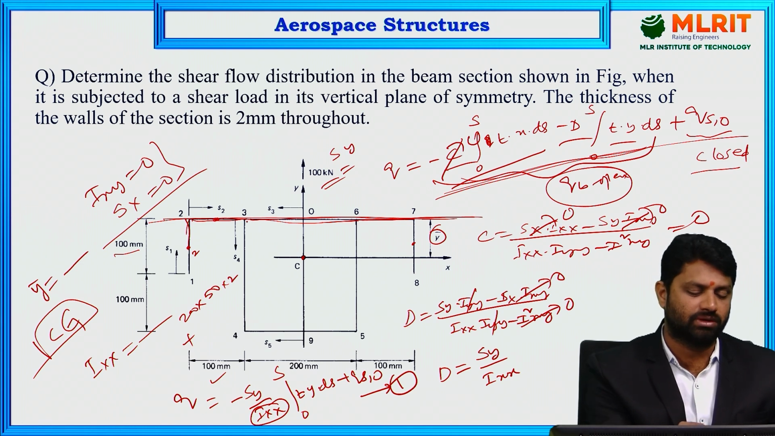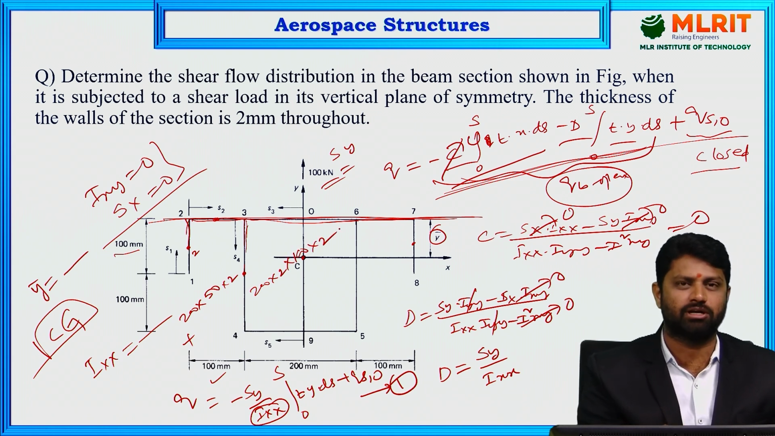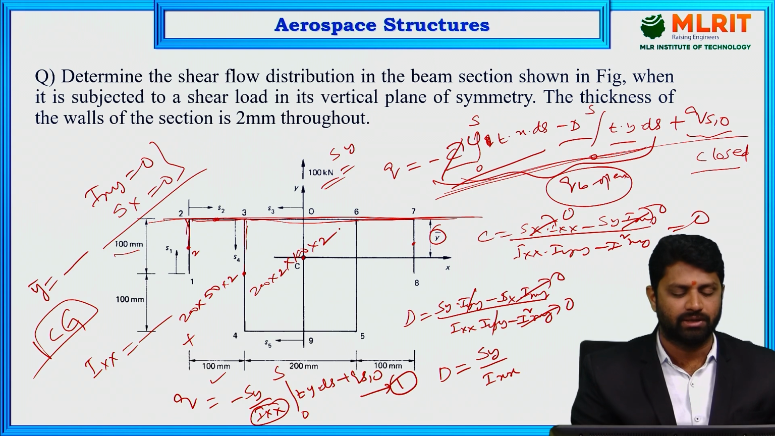And consider looking for 3 4. So 3 4 is 200 mm, so 200 into 2 is the area for this one, and its y distance from the center of this one, from here to here, is 100. Like that you got another one, that is 5 6 on the other side, so you have to multiply it by 2. Okay, so that you will get for 3 4 as well as 5 6.